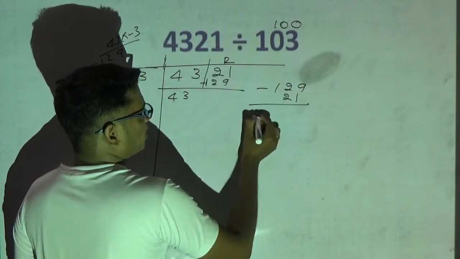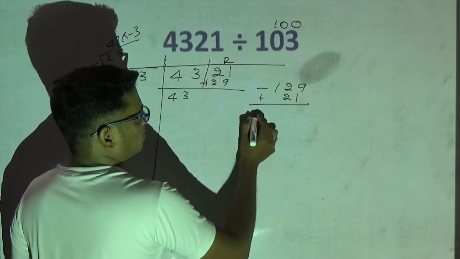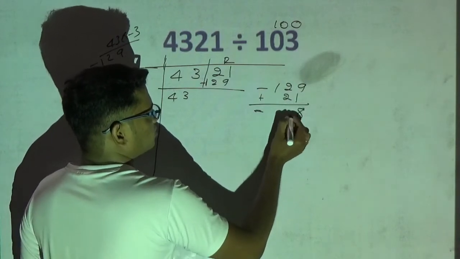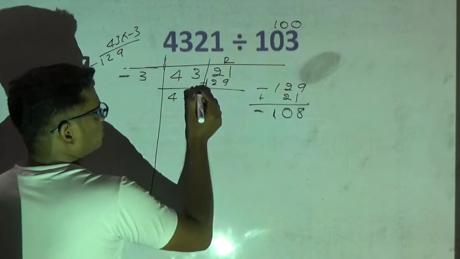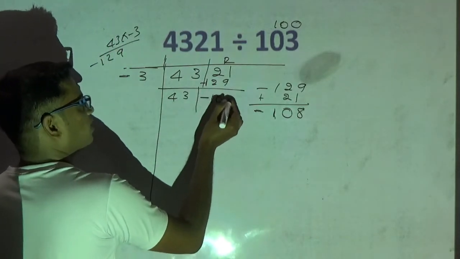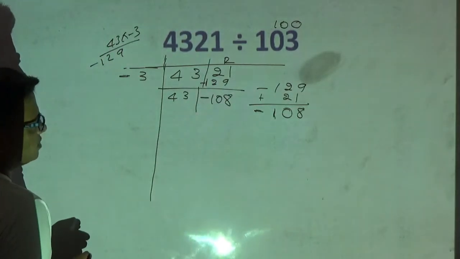So this will be minus. Plus into plus and minus will be minus. 9 minus 1 is 8. This will be 0. This is 1. So the remainder I got is minus 108.